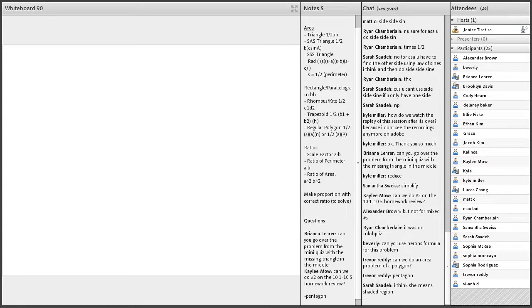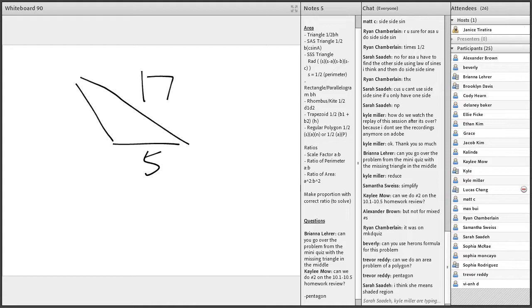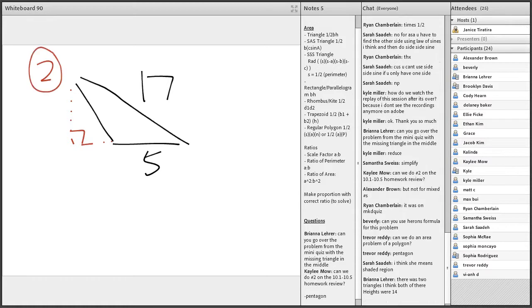Kaylee, the 10.1, this is yesterday's homework, the worksheet, I think. Shaded region. Okay, keep expanding, guys. So Sarah, thank you for that, but Brianna, keep expanding. I think this is what Kaylee is asking or referring to. If not, Kaylee, sorry, this is not the right one, tell me.